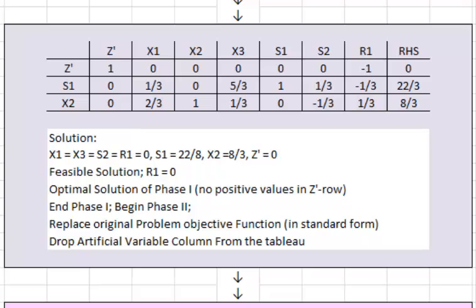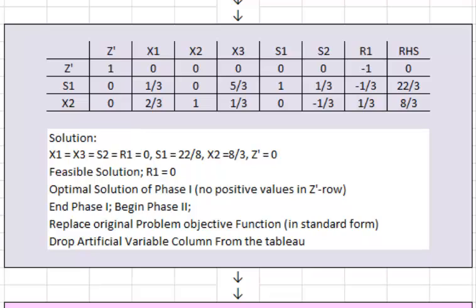We will have our next tableau generated through the regular simplex, and in this tableau we will have S1 and X2 as basic variables. We process the regular simplex iteration and we would end up with an optimal solution for this phase 1 objective function.